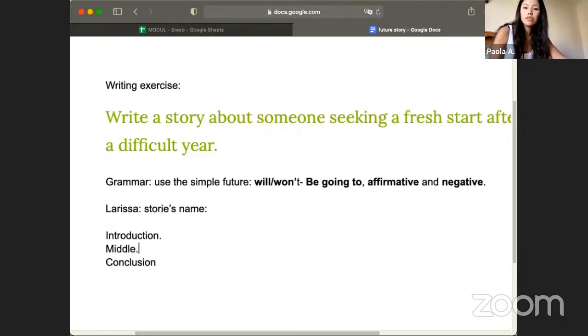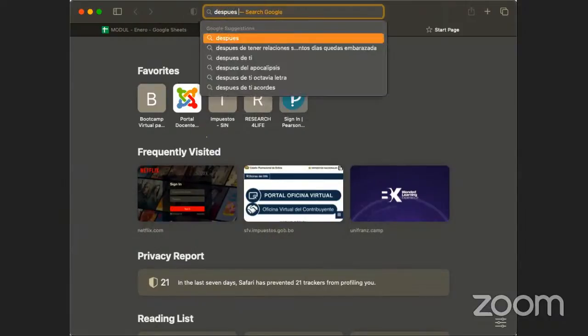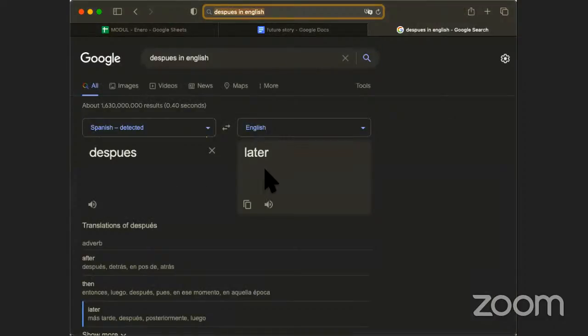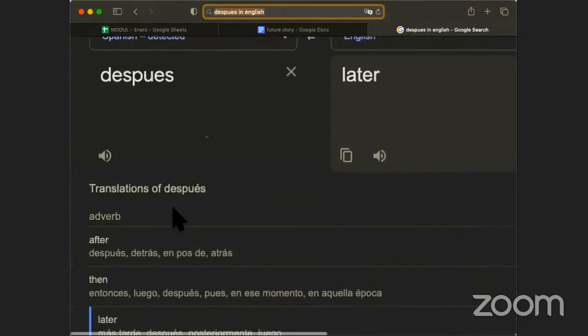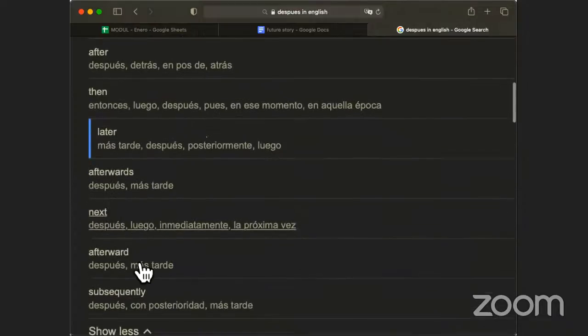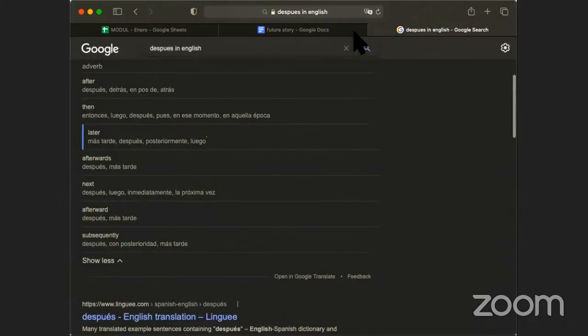But you can always use the internet in case you want to look up any word that you don't know. For example, you want to write "después." In English, you're going to have many different options. It could be "then," which is very common, or maybe "later," no? "Afterwards," "next," you choose. That's just an example in case you don't know.